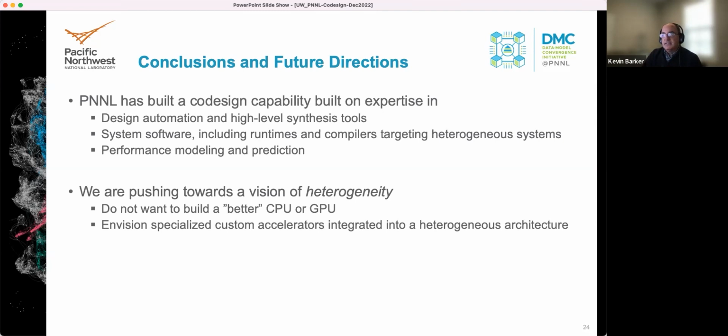PNNL's vision really is one of heterogeneity, right? I mentioned this earlier in the talk, but we're not trying to build a better CPU or GPU. That's something I don't think a national lab can succeed at. That's something that is well covered by industry, and so it's not a market that we really want to play in. So we have to think about what is a niche that a national lab can fill and what is our value add to the system design process.